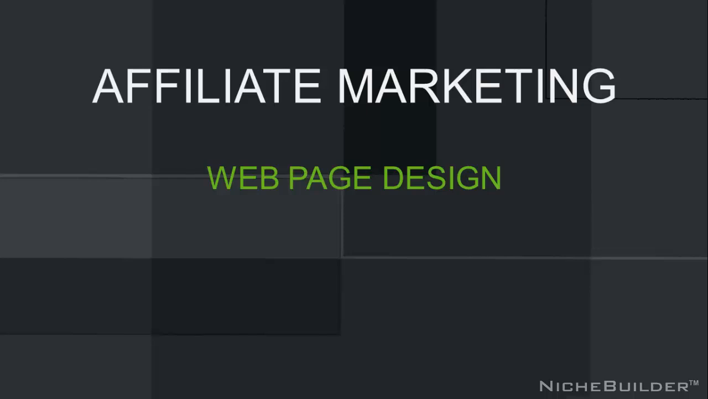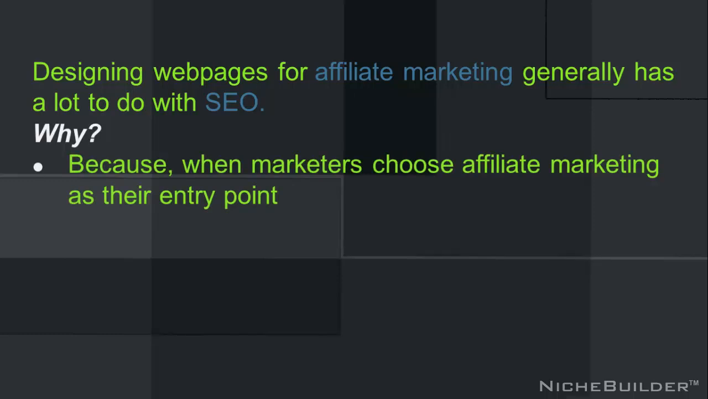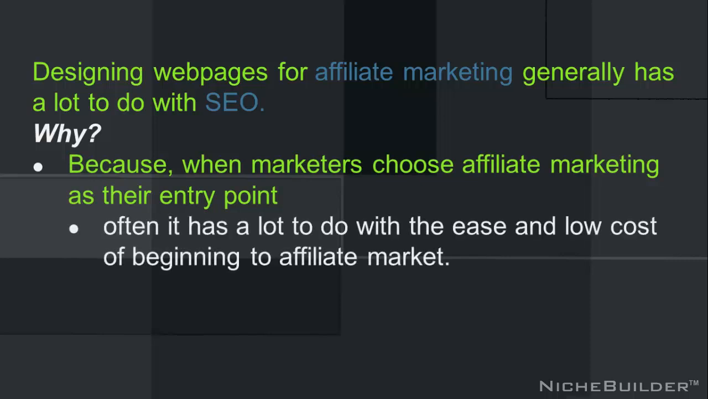Once you have your offers selected, it's time to put together a web page to display them. Web page design. Designing web pages for affiliate marketing generally has a lot to do with SEO. Why is that? Because when marketers choose affiliate marketing as their entry point, it's often because it has a lot to do with the ease and low cost of beginning to affiliate market.